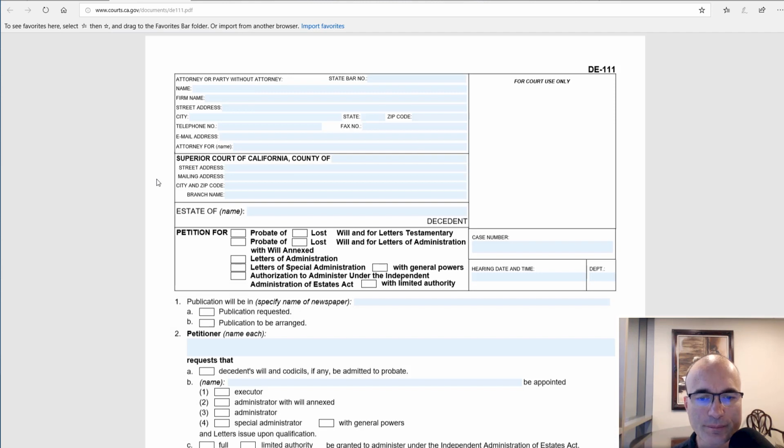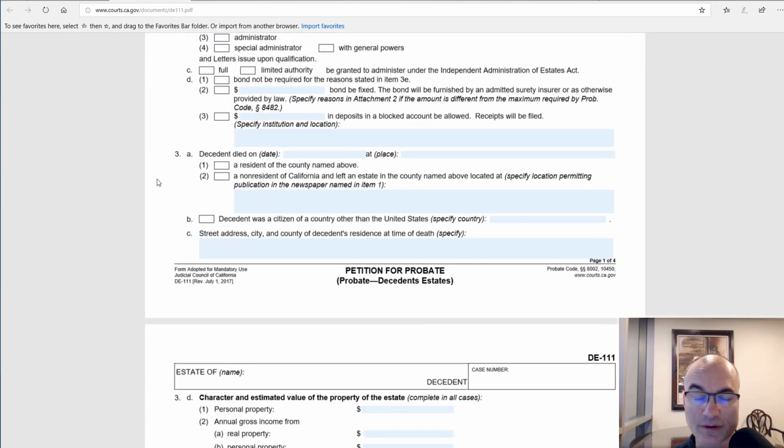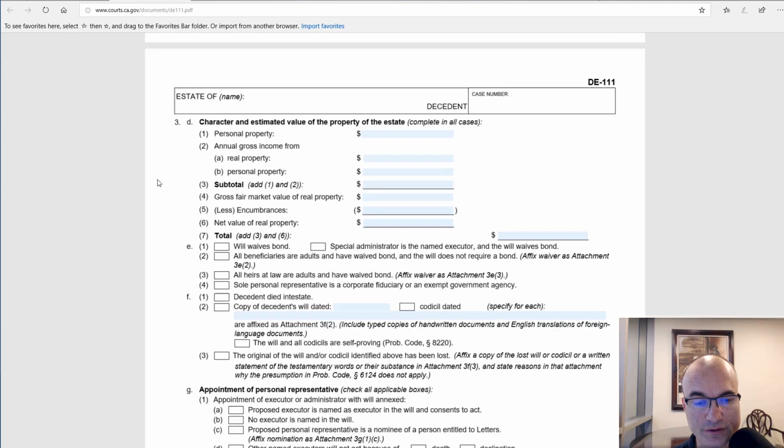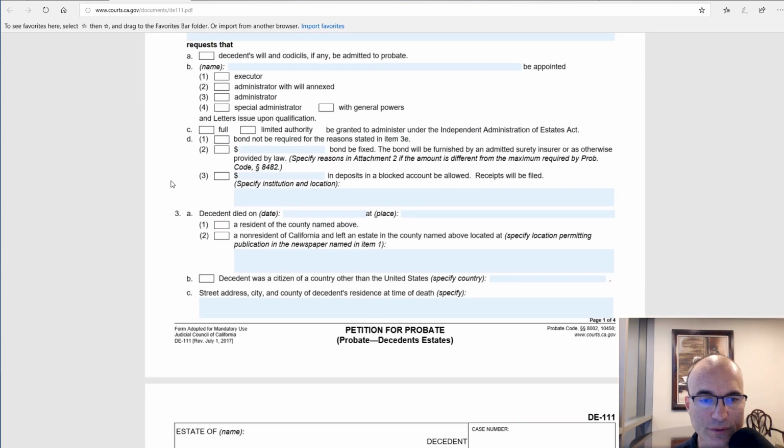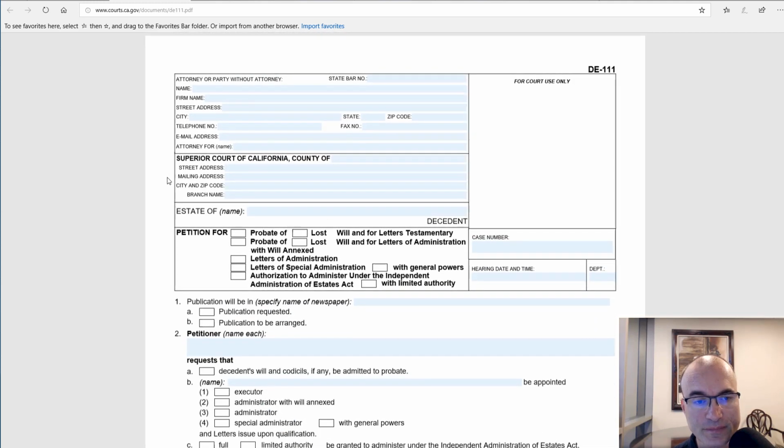Now this form looks like it'd be fairly easy. It's a pre-printed form. There's just a few boxes you have to check and you can file it with the court and you're off to the races. The problem is the form is more complicated than it appears. If you check the wrong box or if you fail to check a box that you're supposed to check, you're going to have a lot of problems. Your petition is going to be rejected by the court and you're going to have to go back and start from square one. So it really pays to take a little bit of time to really understand what you're doing here and do it properly.